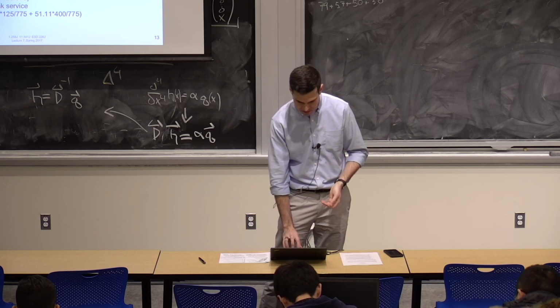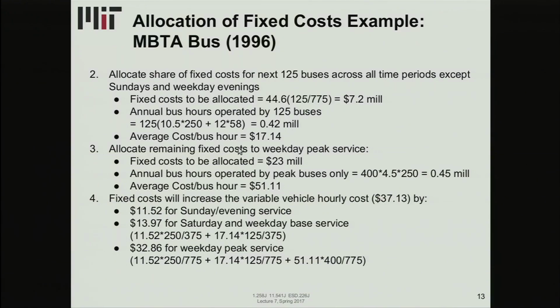Okay, now let's do the peak. That's the most expensive part. So how much do we have to allocate? It's 23 million. How do we get that? 44.6 total times 400 divided by 775. And how many annual bus hours do we operate during the peak? It's 400 additional buses only in the peak times 4.5 hours of the peak times 250 weekdays, and that's 0.45 million hours, and 23 million divided by 0.45 is $51.11 average cost per bus hour, or per peak bus hour in this case.